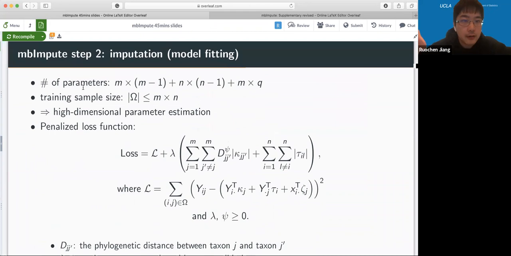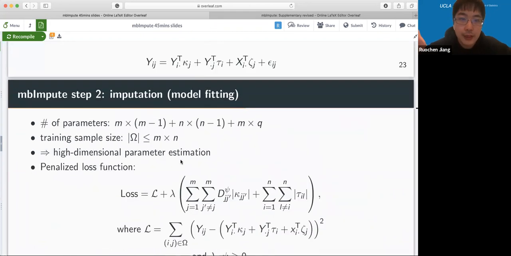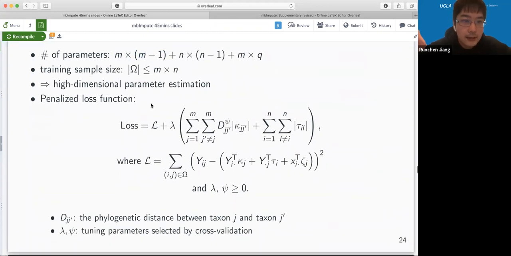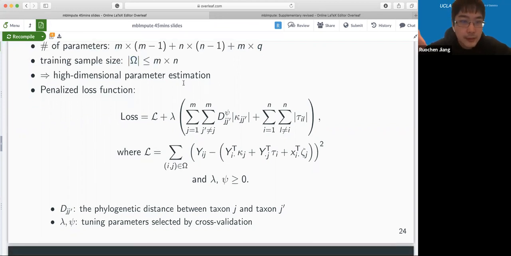Right now, if we calculate the number of parameters we have, it's m squared plus n squared. However, the training sample size is just the entries that do not need imputation. This is of course less than or equal to the dimension of the original matrix, which is m times n, because it's a subset of the m times n entries, just the subset that do not need imputation. This is called a high dimensional parameter estimation.